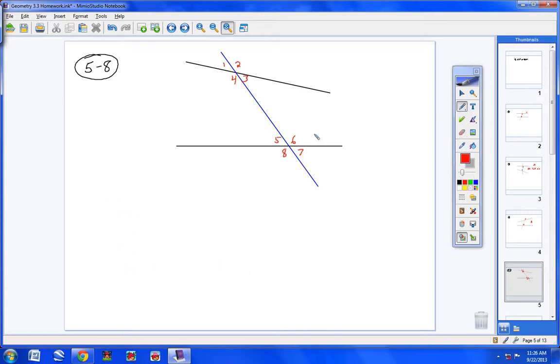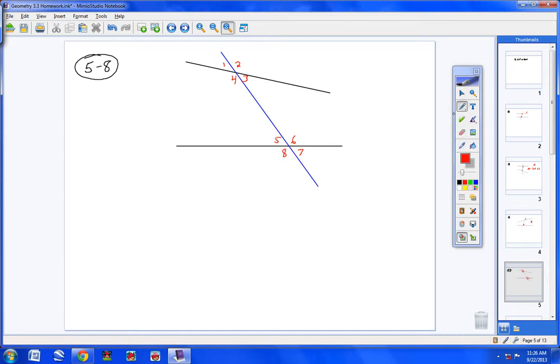Number 6, name a pair of alternate interior angles. Well, first of all, we have to go to the interior. That means between these two black lines. 4 and 3 are on the interior. 5 and 6 are on the interior. Now, notice also for number 6, it says alternate interior. That means you want them to be on opposite sides of the blue line, or opposite sides of the transversal. So 3 and 5 would be alternate interior angles, or you could put 4 and 6. 4 and 6 are also alternate interior angles.